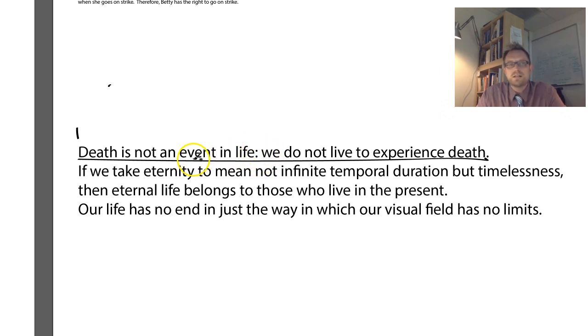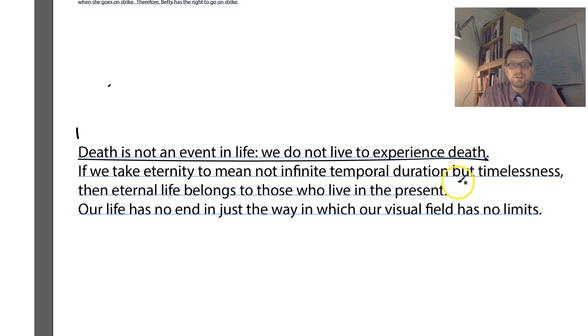I think really what it's saying here is death is not an event in life. We do not live to experience death. The colon is telling you it is using this subclause to explain itself. So I think this is one proposition. The next one here is, if we take eternity to mean not infinite temporal duration, but timelessness, then eternal life belongs to those who live in the present.